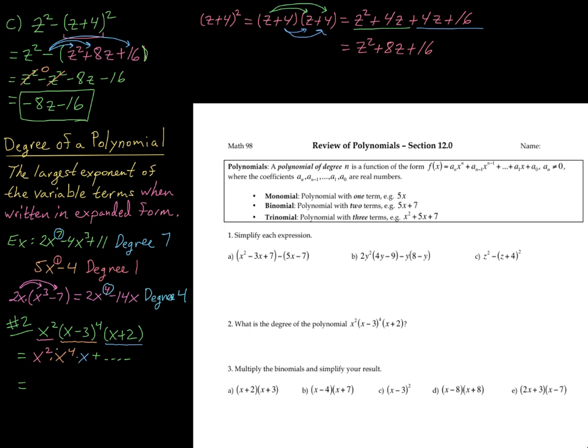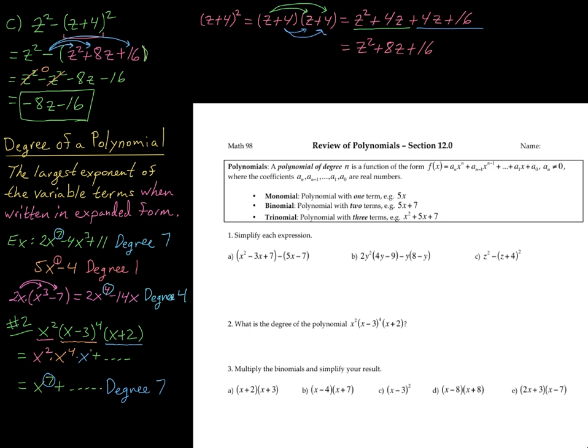Now notice if I do x squared times x to the fourth times x to the first, that's going to give us an x to the seventh plus a whole bunch of other terms whose exponents are all going to be less than 7. So when all is said and done, the punchline for question number 2 is that this would be a degree 7 polynomial. Okay, very nice.